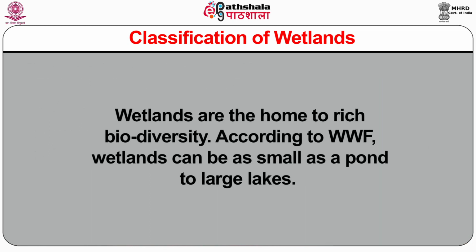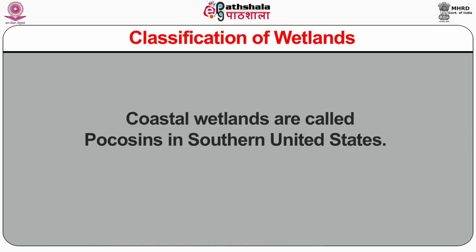Wetlands are the home to rich biodiversity. According to WWF, wetlands can range from as small as a pond to large lakes. Coastal wetlands are called pocosin in the southern United States. For example, the Pantanal, the largest wetland in the world, is situated in Brazil, Bolivia, and Paraguay in the South American continent. During the rainy period, the majority of the area is submerged underwater.